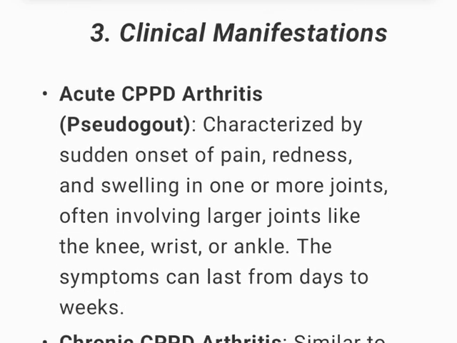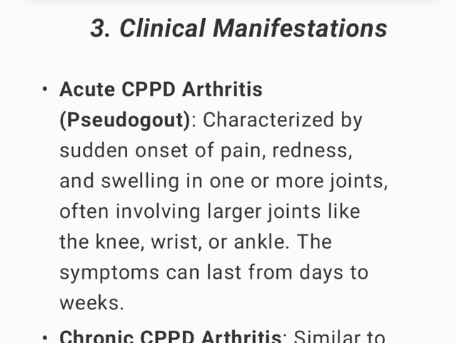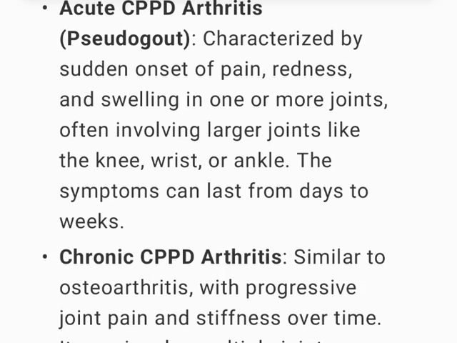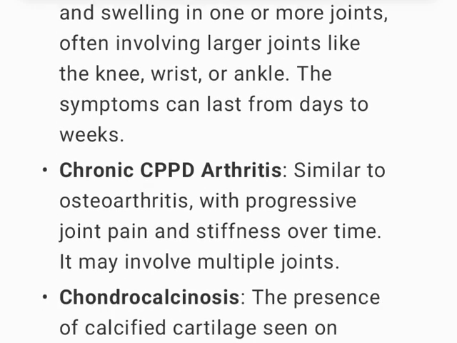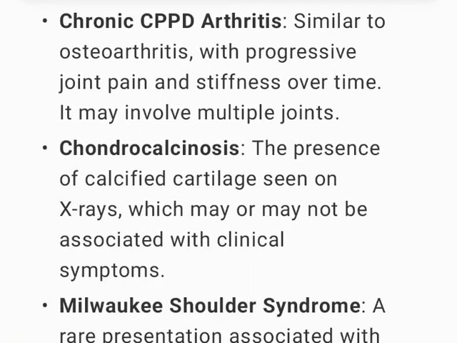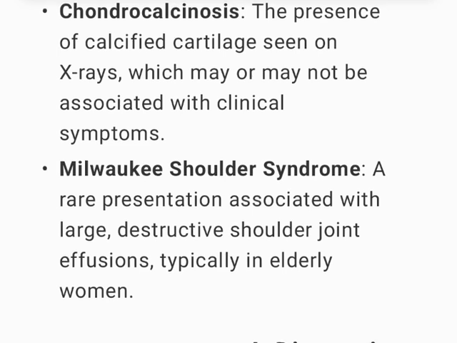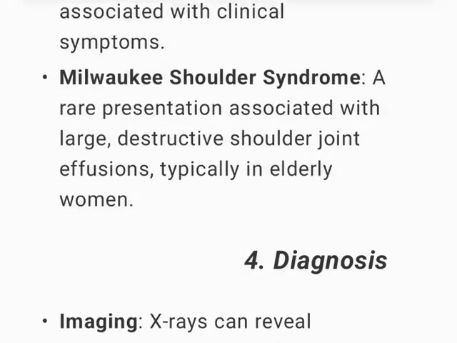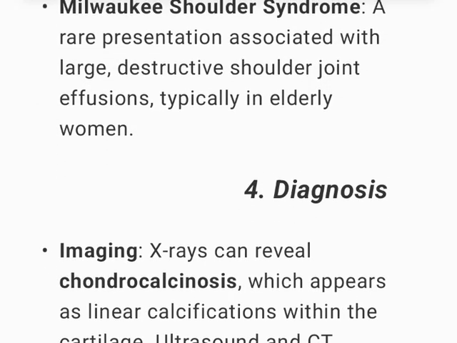3. Clinical manifestations. Acute CPPD arthritis, pseudogout: characterized by sudden onset of pain, redness, and swelling in one or more joints, often involving larger joints like the knee, wrist, or ankle. The symptoms can last from days to weeks. Chronic CPPD arthritis: similar to osteoarthritis, with progressive joint pain and stiffness over time. It may involve multiple joints. Chondrocalcinosis: the presence of calcified cartilage seen on X-rays, which may or may not be associated with clinical symptoms. Milwaukee shoulder syndrome: a rare presentation associated with large destructive shoulder joint effusions, typically in elderly women.